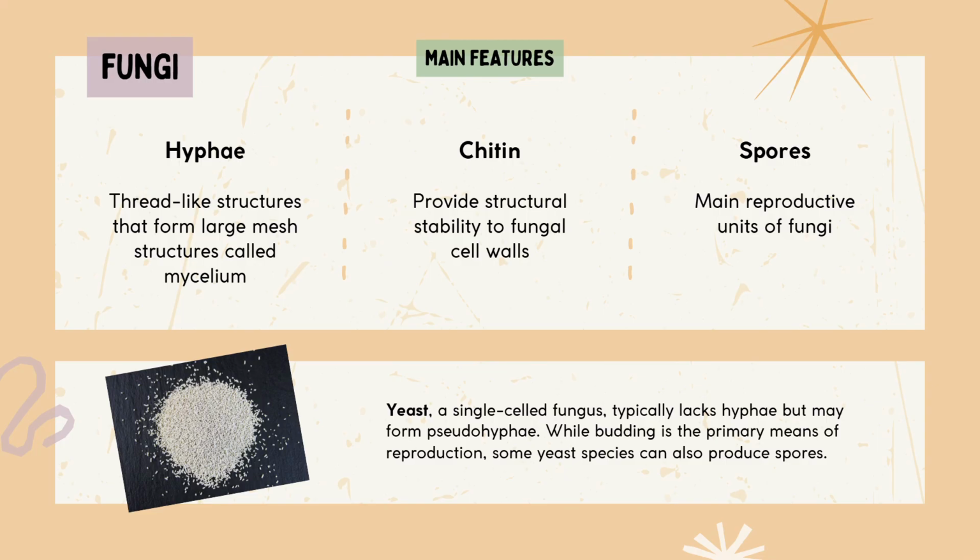Fungi, main features: the hyphae, thread-like structures that form large mesh structures called mycelium. Chitin provides structural stability to fungal cell walls. Spores are the main reproductive units of fungi. Yeast, a single-cell fungus, typically lacks hyphae but may form pseudohyphae, while budding is its primary means of reproduction. Some yeast species can also produce spores.